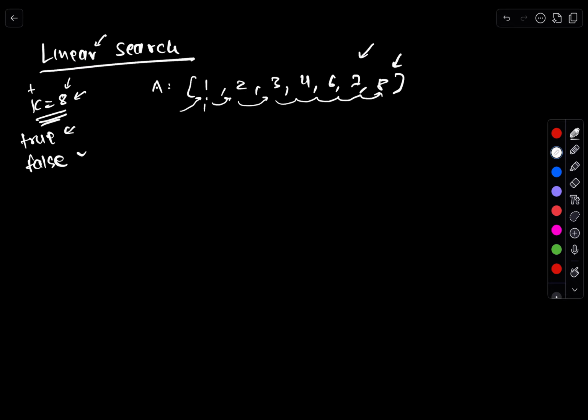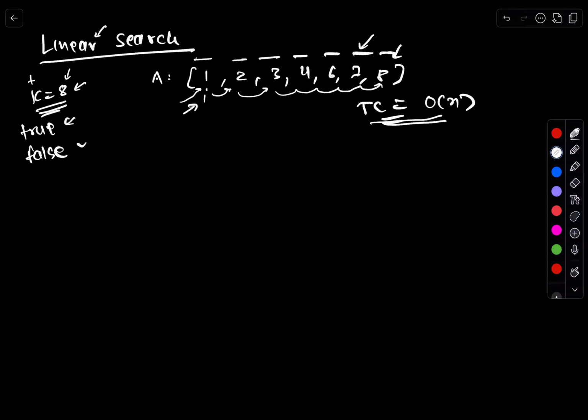In this case, you have to traverse till the end. So the time complexity will be O of n, because you are iterating over every element till the end in the worst case. In the best case, you would find the element at the first place, but time complexity never considers the best case; it always talks about the worst case. So the time complexity of linear search is O of n. To reduce this time complexity, we can solve this question using binary search.